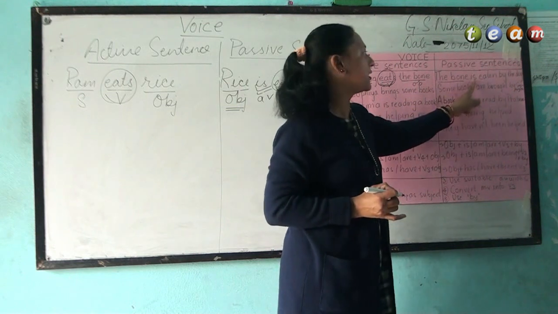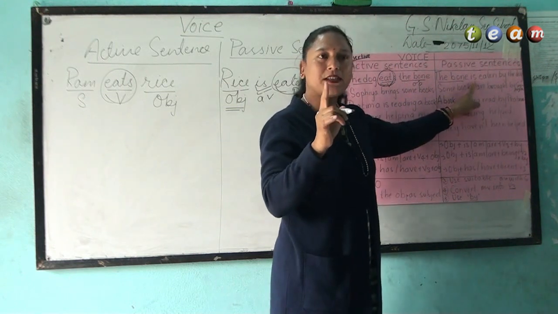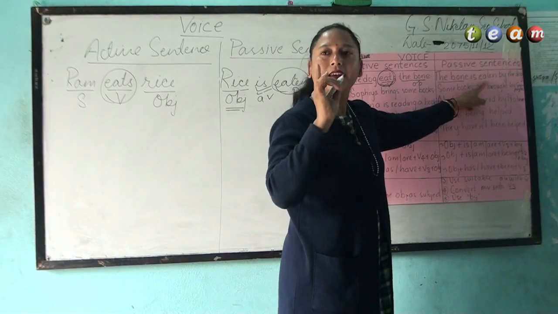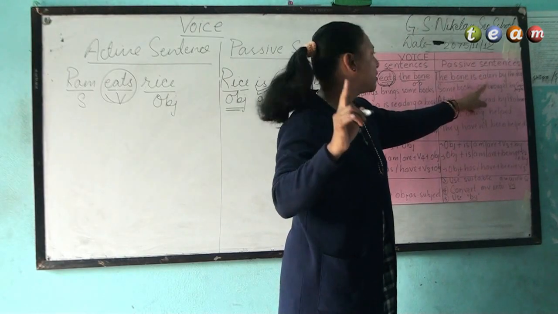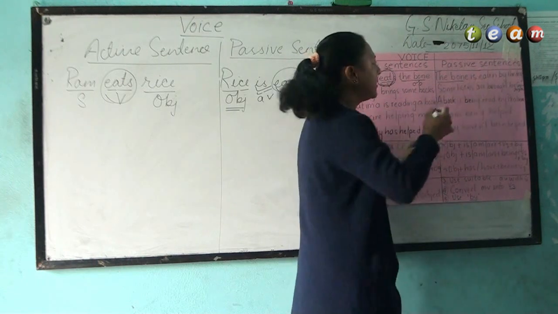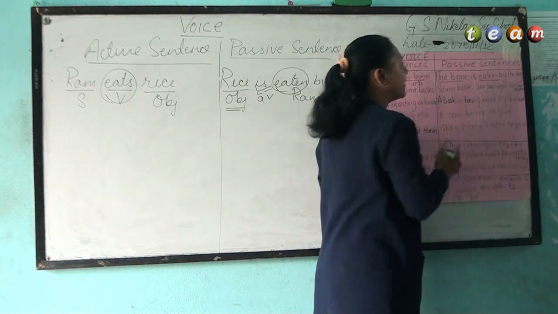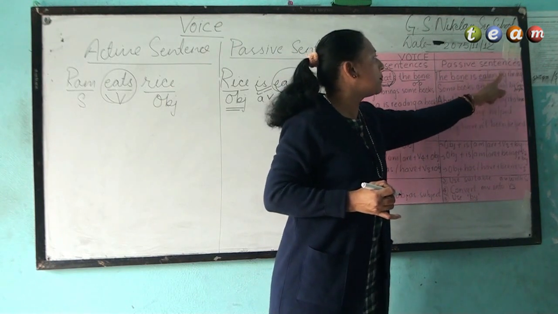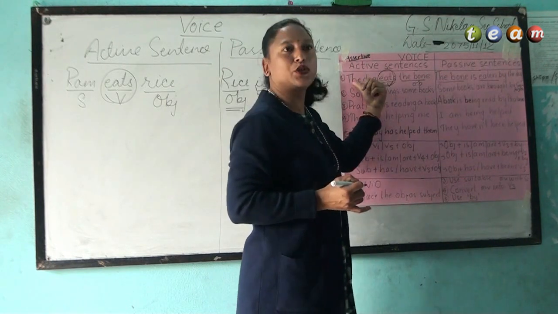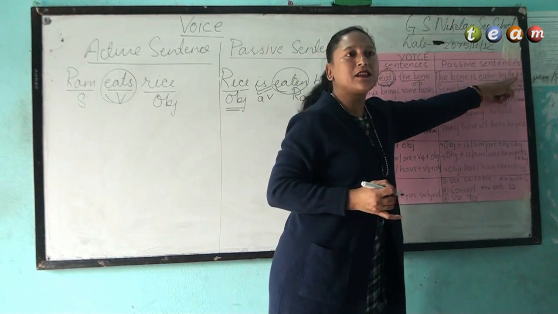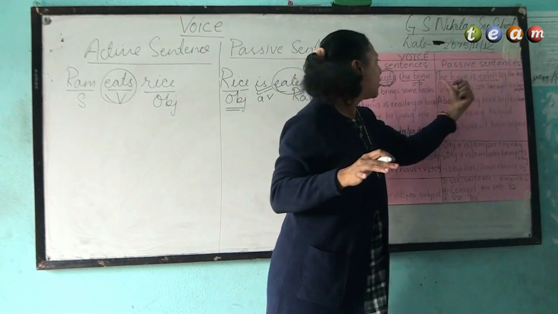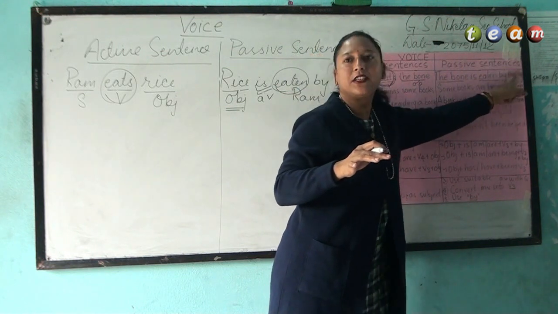The bone is. And I have already told you that every time the verb should be changed to the third form. So eaten, I have written it here. The bone is eaten by, we need to write the preposition there. Now this dog, the doer, comes at the end because it is less emphasized. Are you getting me? The bone is eaten by the dog.